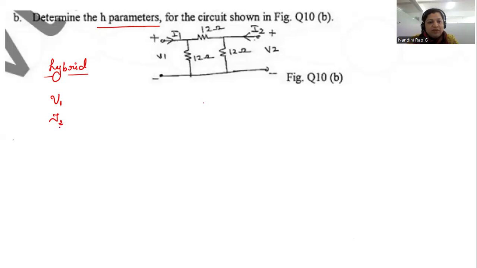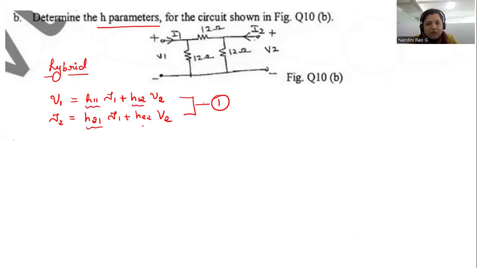Okay. So V1, I2 is equal to H11 I1 plus H12 V2. Similar way, H21 I1 plus H22 V2. Okay, this is the expression for two-port network. Now, what you are supposed to find? You are supposed to find these coefficients.